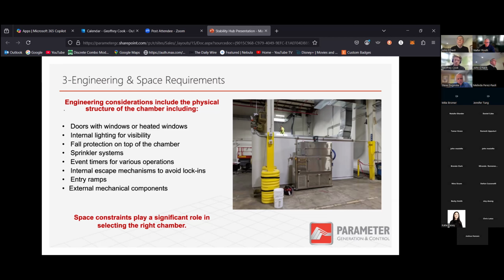The ramps we went over, that's a big one. Just whether you have the space, the real estate to put the ramp outside the room. If you put the ramp inside the room, you're going to occupy some of that valuable space that you paid for. You can recess the floor of the chamber into the floor of the facility. That will require its own engineering to provide a thermal barrier.